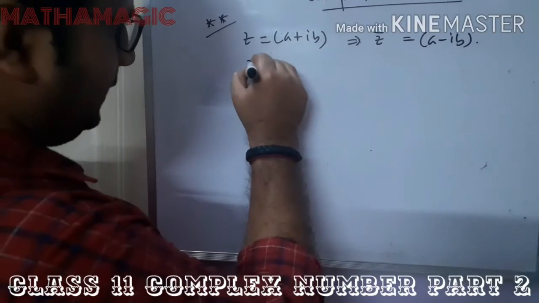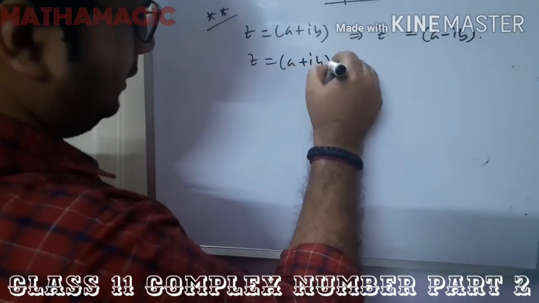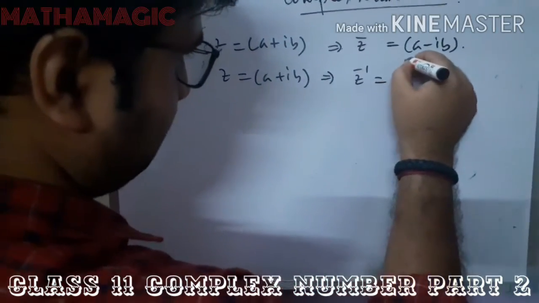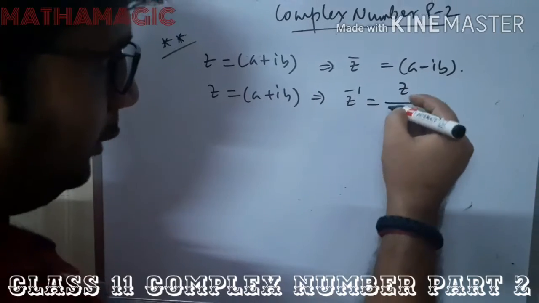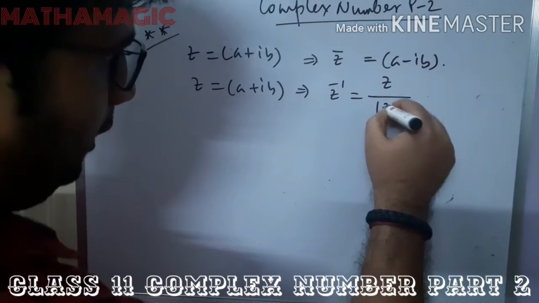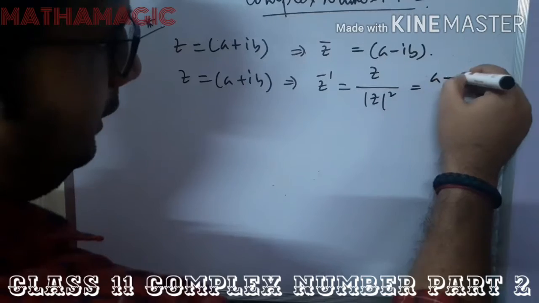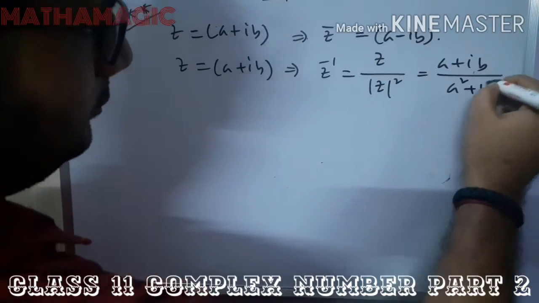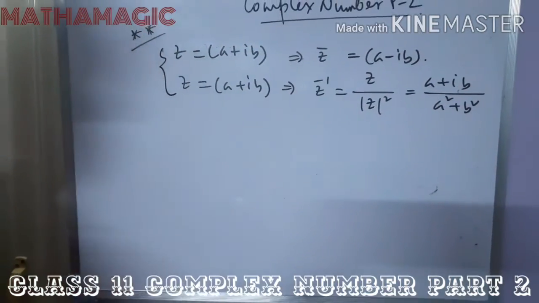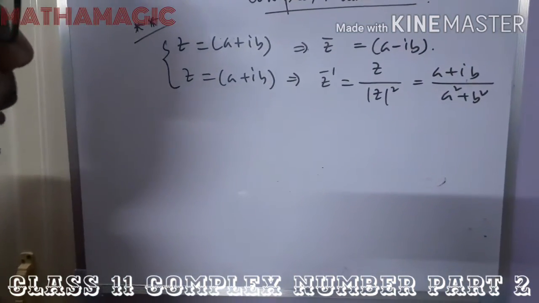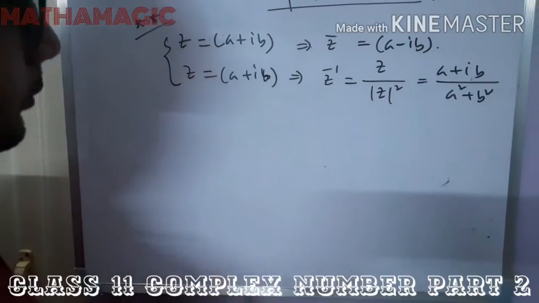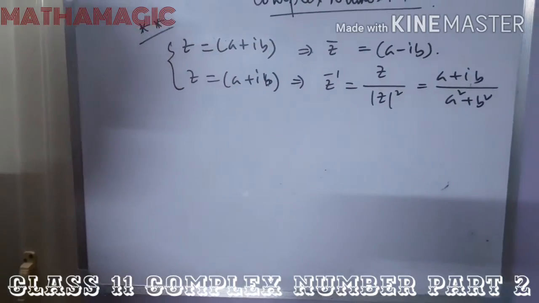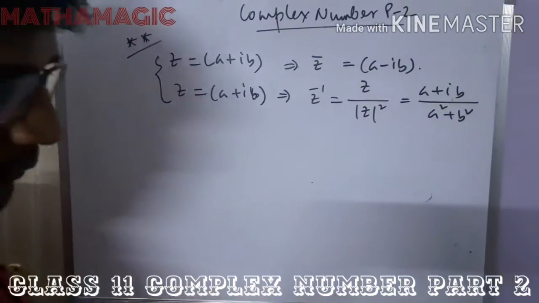And if z is equal to a plus ib, then what will be the value of z inverse? Z inverse means 1 by z. If we divide 1 by z, then it will become z bar by mod of z square. So it will be a minus ib divided by mod of z square, that is a square plus b square. Remember these two formulas very carefully, because you will be needing these two formulas for the purpose of problem solving.